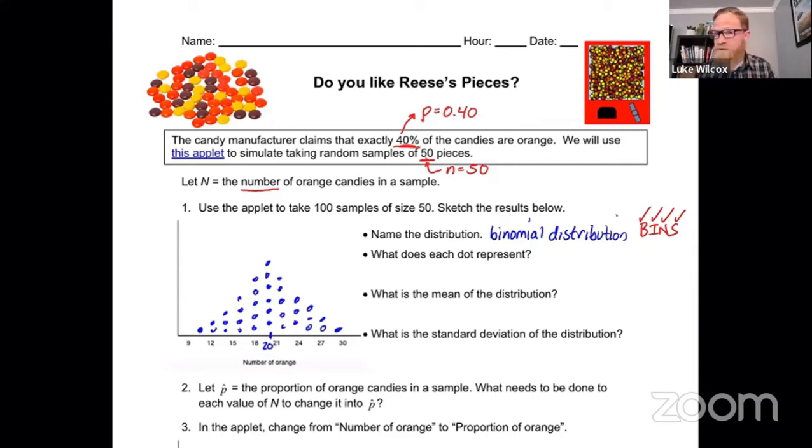So we're going to be able to use some things from Tuesday to help us answer the rest of the questions for this distribution. Now, what does each dot represent?